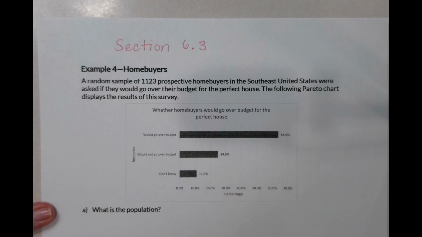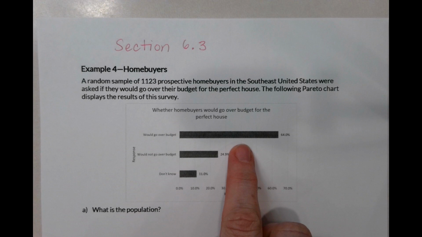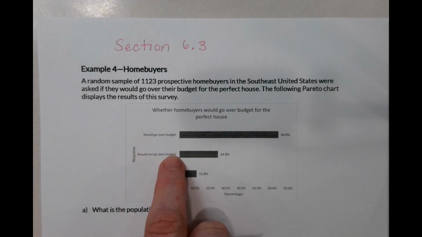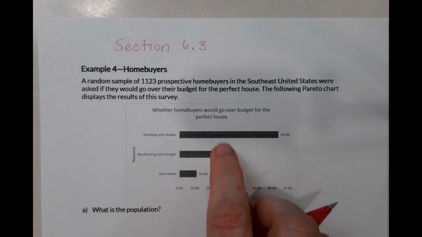So we're told in the example that a random sample of 1,123 prospective homebuyers in the Southeast United States were asked if they would go over their budget for the perfect house. The following Pareto chart displays the results of this survey. And so we have qualitative data, right? The data that would be collected, either yes, they would, no, they would not, or they're not sure. And we have percentages instead of proportions, but that's fine. We technically have 3 different outcomes.